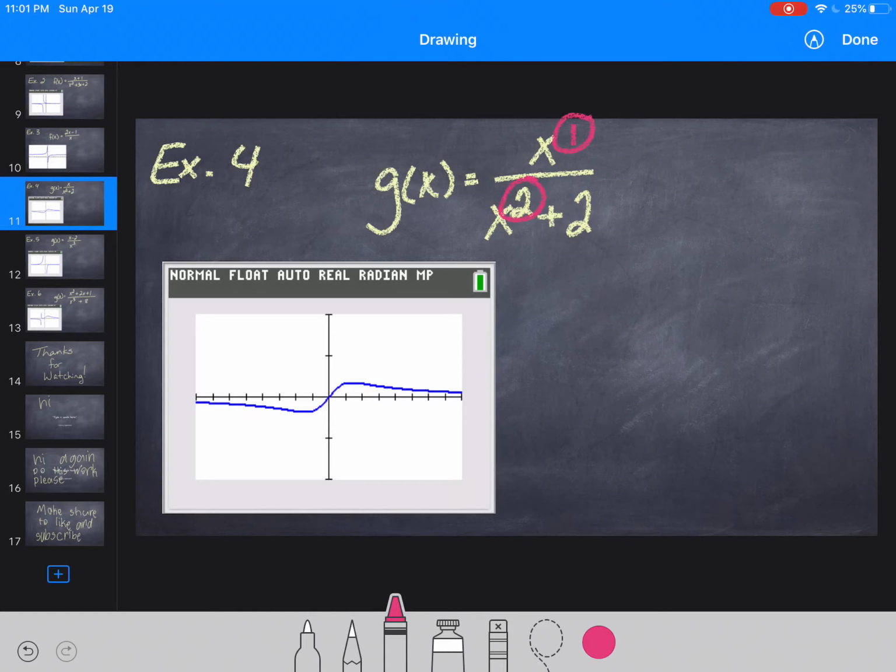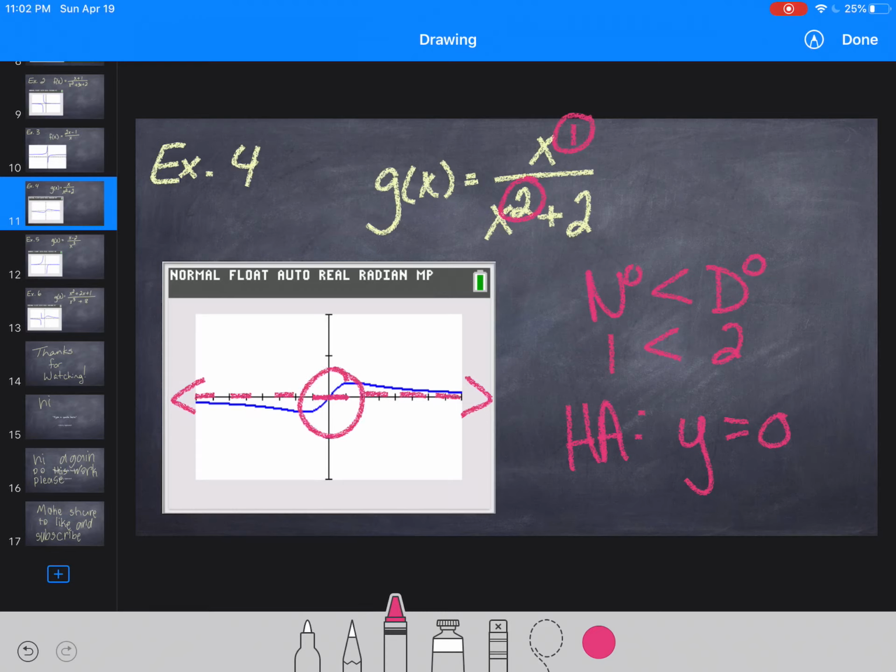For example 4, the degree of my numerator happens to be a 1. The degree of my denominator happens to be a 2. So I have the degree of the numerator is going to be less than the degree of the denominator because 1 is less than 2. When this happens, our horizontal asymptote is going to be at y equals 0. If I were to draw a horizontal line where y is equal to 0, I can see that the end behavior of my graph is extending towards negative infinity and positive infinity. It's going to get really, really close to 0, but it's never going to cross it.